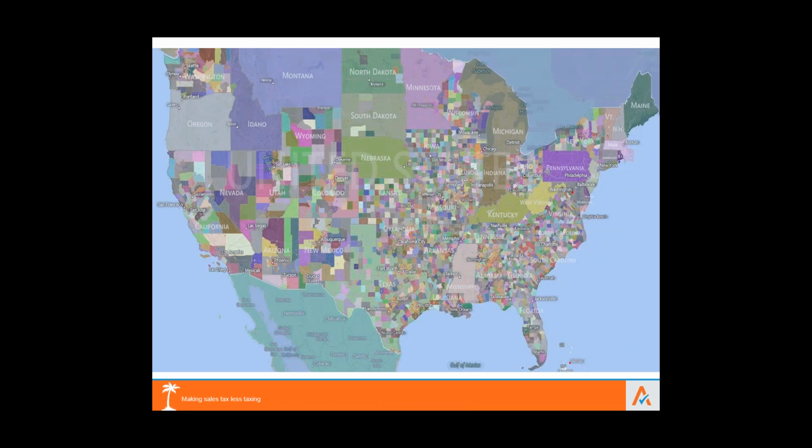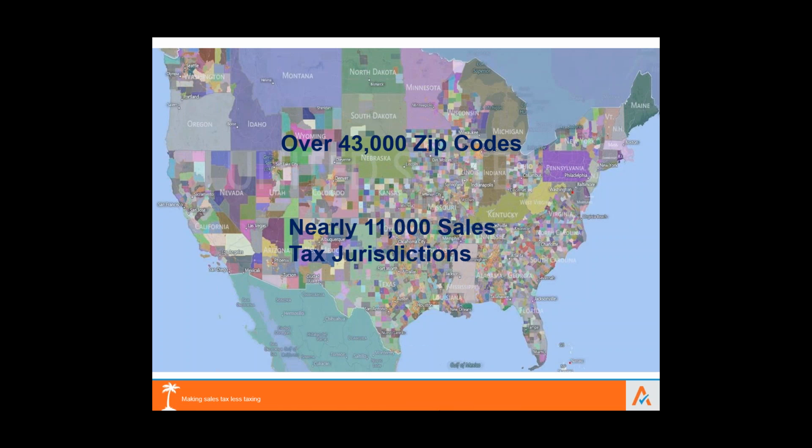So let's talk real quick about zip codes and sales tax jurisdictions. This is a map of the United States, and this is a map of all of the sales tax jurisdictions, not zip codes. You've got 43,000 zip codes, and you've got 11,000 sales tax jurisdictions.